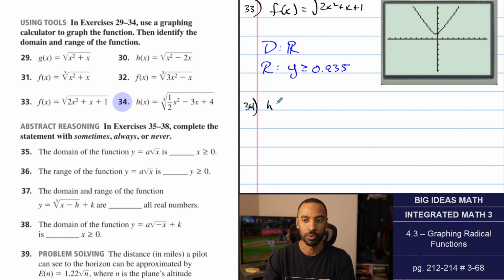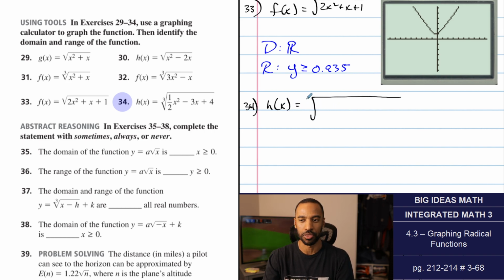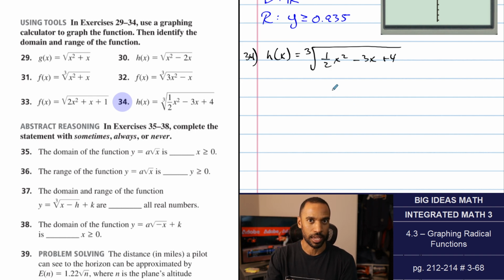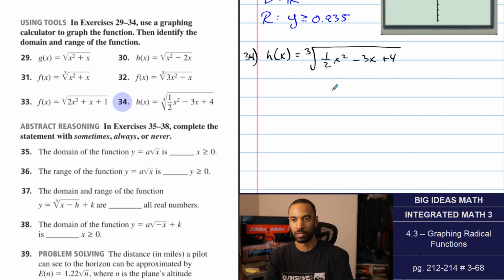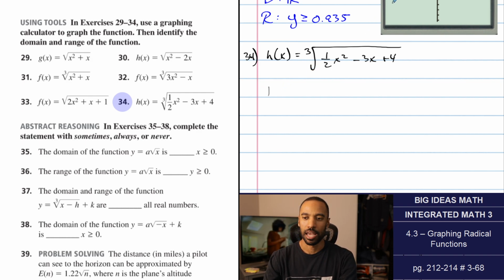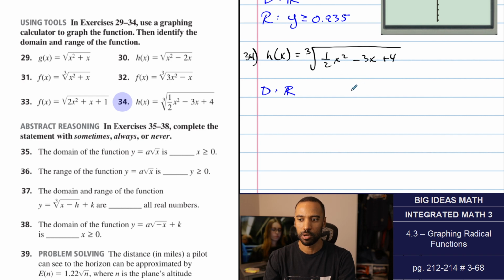So on number 34, I'm going to make a guess before it even happens, okay? I don't know what the graph's going to look like. I'm going to guess where it bottoms out, though. So cube root of 1/2 x squared minus 3x plus 4. I don't know what the graph looks like yet. Swear, I haven't looked at it. Well, the domain's going to be all real numbers, right? But as far as the range goes, it's based on plugging in a certain x value. So all real numbers.